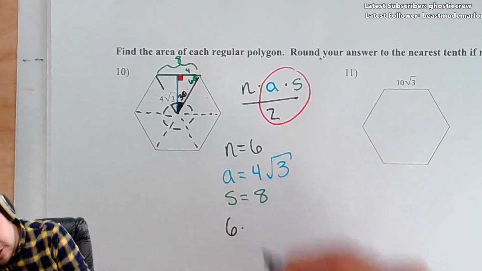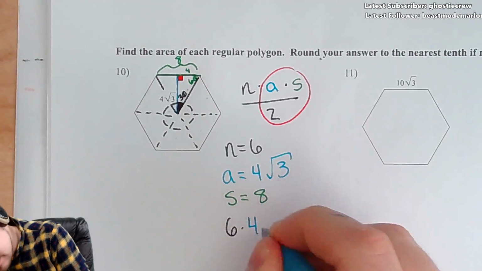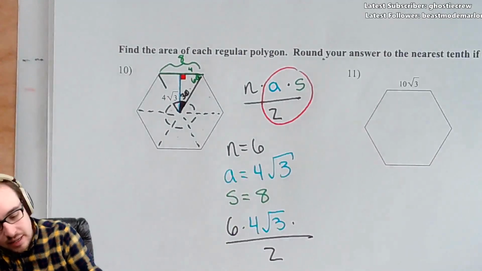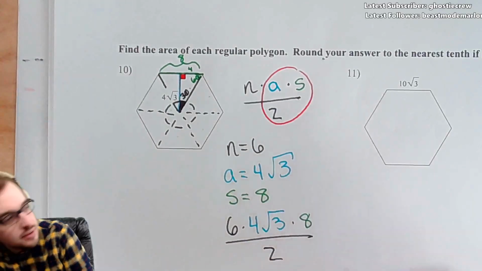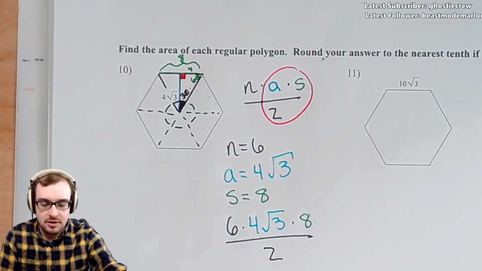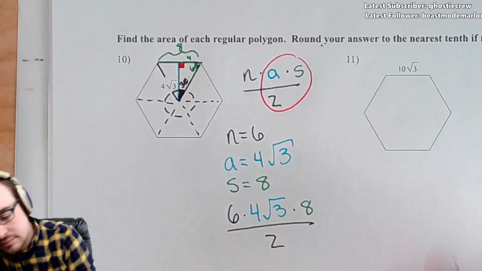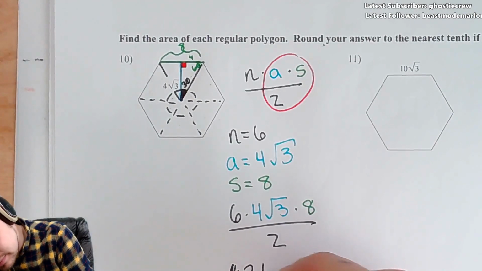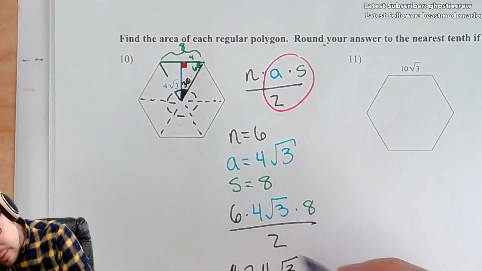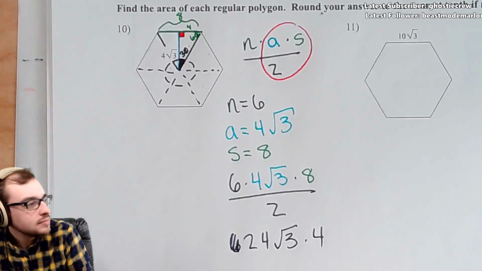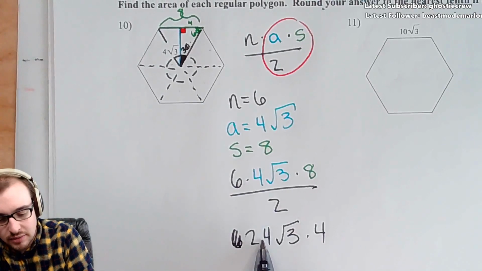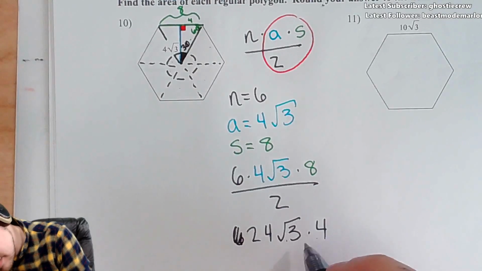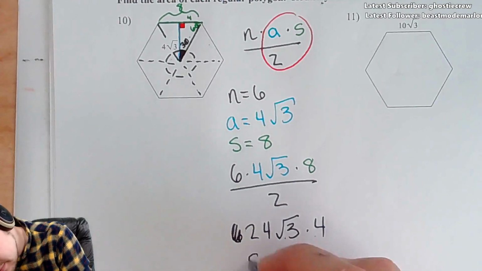We do math, we get 6 times 4 root 3 times S, which in this case we said was 8. I'm going to divide this guy by 2. That gets me 6 times 4, which is 24, root 3. 8 divided by 2 is 4. So 6 times 4 is 24, times root 3. 8 divided by 2 is 4. And I get 24 times 4, which is going to be 96.